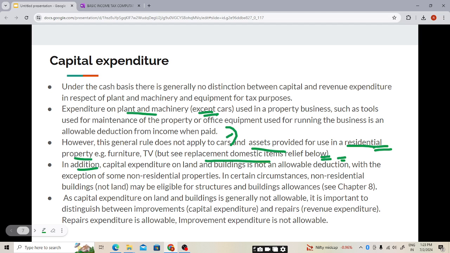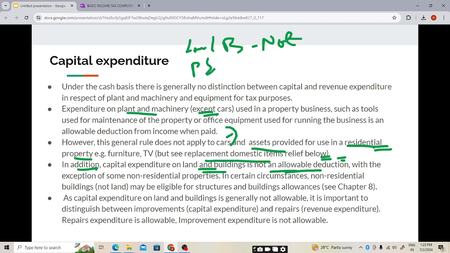In addition, capital expenditure on land and building is not an allowed deduction. As earlier mentioned, capital expenditure on land and building is not allowed. But plant and machinery that are small tools are allowed. Why? Because they are used for running the property, so they are useful in running our property business.